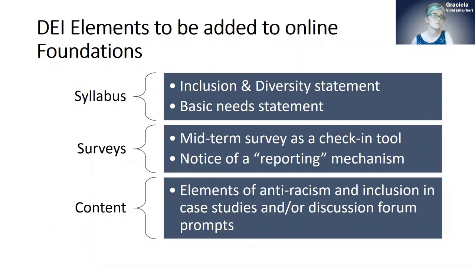So on the syllabus, we've included an inclusion and diversity statement and a basic needs statement. We will be doing a midterm survey as a check-in tool. We'll set up some sort of reporting mechanism in case there's any issues or challenges in interpersonal communications among the students. And in terms of content, we'll be sure to include elements of anti-racism and inclusion in case studies and/or discussion forum prompts.